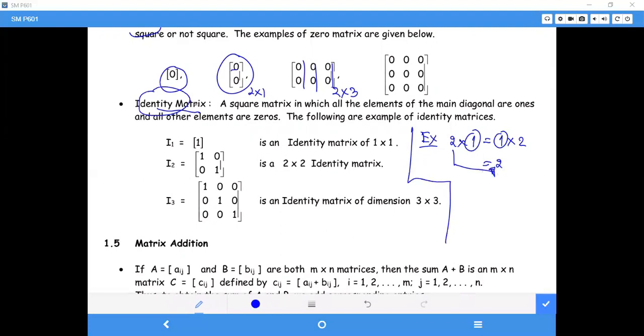So identity means anything that, I'm sorry, I'm a little bit sick. I have a running nose, sorry.